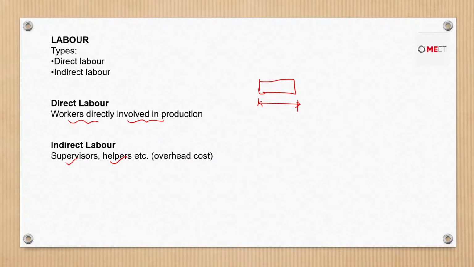Inspection is done on a random basis. Direct labor will be doing the investigation or inspection on a periodic basis, but the indirect labor could be doing it on a random basis.